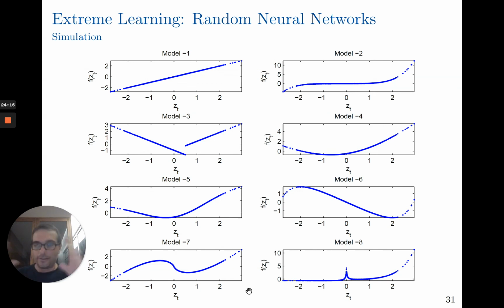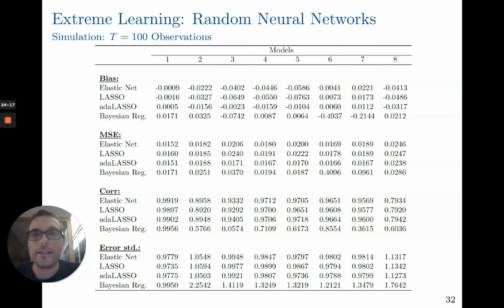And so let's see how it works. Basically what we look at here is 100 observations. We are looking at the bias, mean squared error, correlation with the true function, and standard error, for each one of the 8 models. Overall, we have the 3 techniques: neural networks, extreme learning, and Bayesian regularization, the technique that we are going to see in a minute.